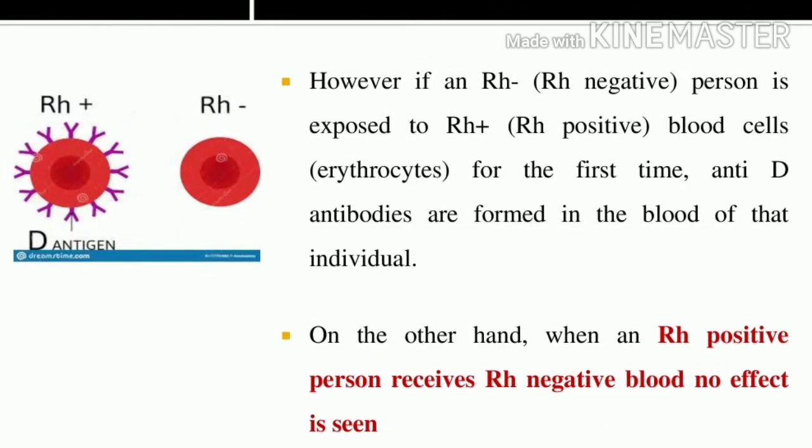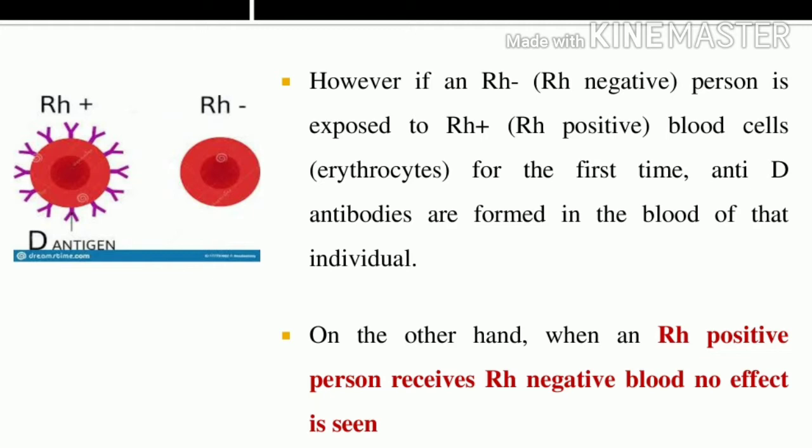Listen. In this slide, one of the creative questions asks: when an RH positive person receives RH negative blood, no effect is seen. Why? What is the question? Even if I am RH positive, say A positive group, if I receive A negative blood, no effect is seen. Can you understand? So this is the question of the slide.